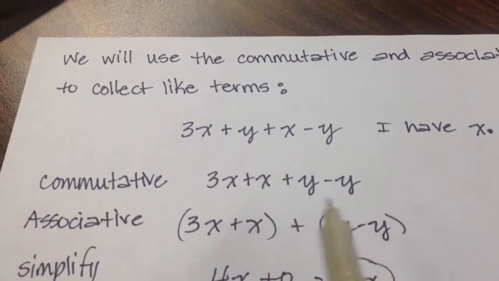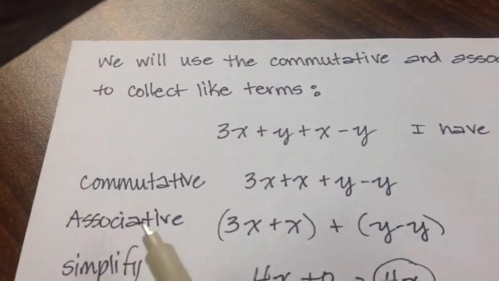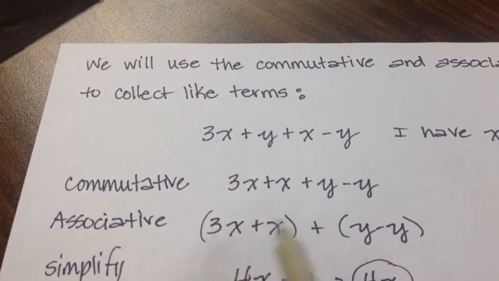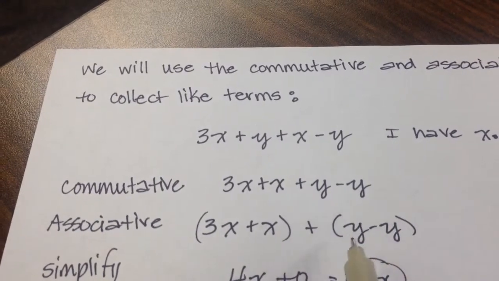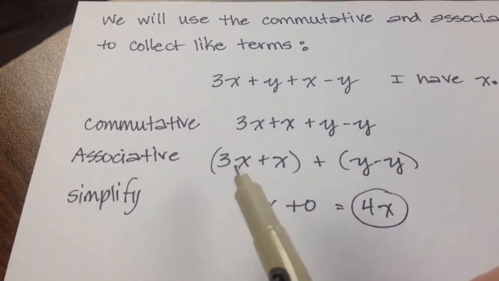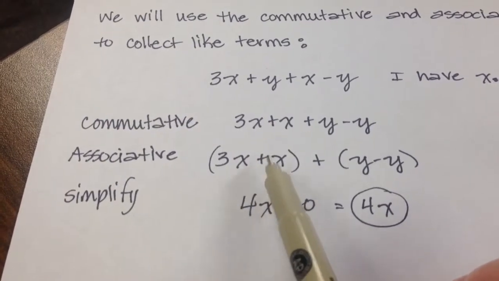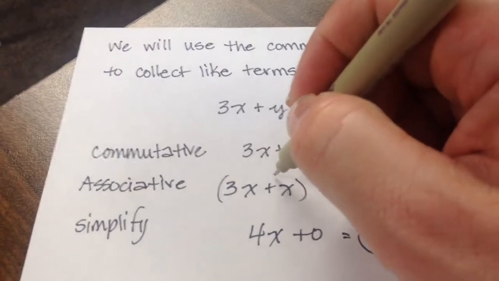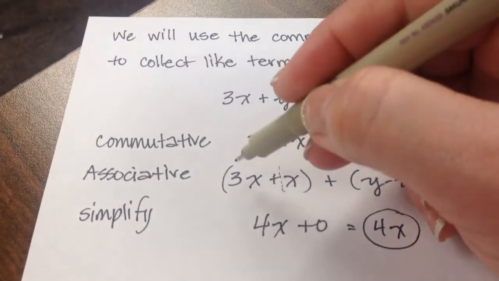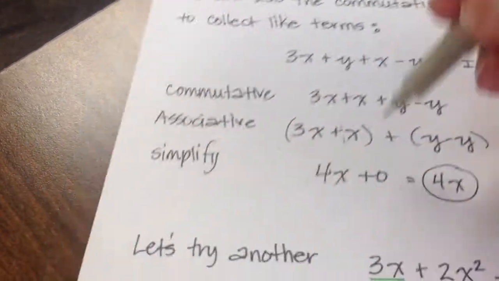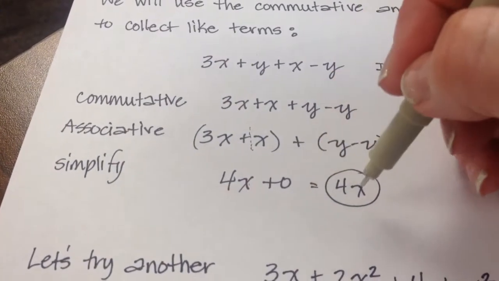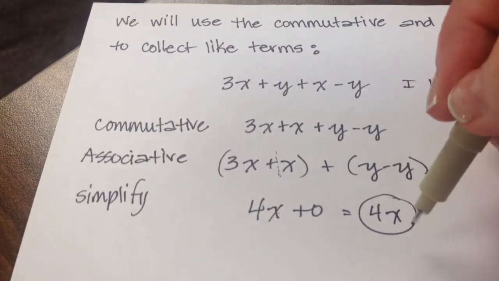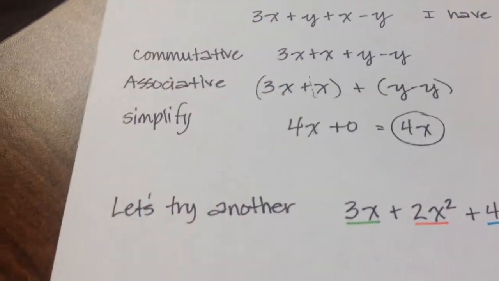Now associative, I'm just going to put parentheses around them. I'm just going to group them with my associates, right? So 3x plus x in parentheses plus y minus y in parentheses. And then I'm going to simplify it. How many x's do I have? Remember, if it doesn't have a number, you can think of the number 1 in front of it right here, right? So 3 plus 1 is 4x. Y minus y is 0, so the answer would just be 4x. I know. You can do it, though. I know you can. Let's try another one.